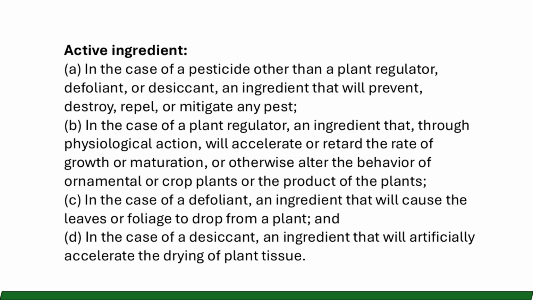that will prevent, destroy, repel, or mitigate any pest. B. In the case of a plant regulator, an ingredient that through physiological action, will accelerate or retard the rate of growth or maturation, or otherwise alter the behavior of ornamental or crop plants or the product of the plants. C. In case of a defoliant, an ingredient that will cause the leaves or foliage to drop from a plant, and D. In the case of a desiccant, an ingredient that will artificially accelerate the drying of plant tissue.